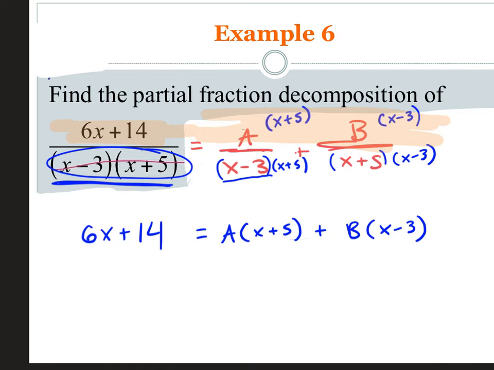All right, next what we want to do is find out when our parentheses here are equal to 0, and we're going to plug whatever that value is in for x. So what would we have to plug in for x to make x plus 5 equal to 0? Negative 5. So one of our values is x equals negative 5. And then what about for x minus 3? Positive 3. So these are the two values we're going to plug in for x.